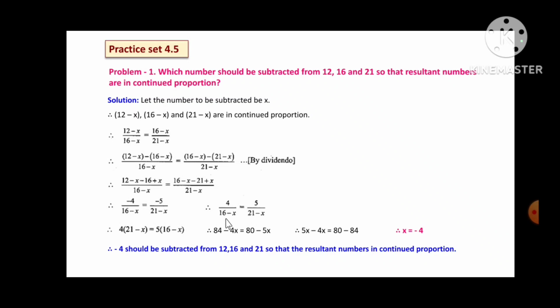So we'll be getting 4 upon 16 minus x is equal to 5 upon 21 minus x. So cross multiply. 4 into bracket 21 minus x is equal to 5 into bracket 16 minus x. Therefore, we can write 84 minus 4x is equal to 80 minus 5x. So friends, now here 5x minus 4x will be equal to 80 minus 84. So x is equal to minus 4. So minus 4 should be subtracted from 12, 16 and 21 so that the resultant numbers are in continued proportion.